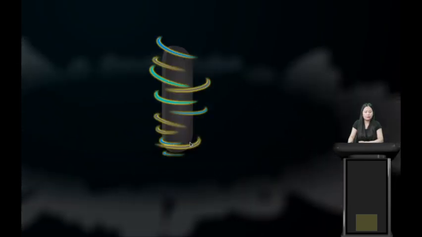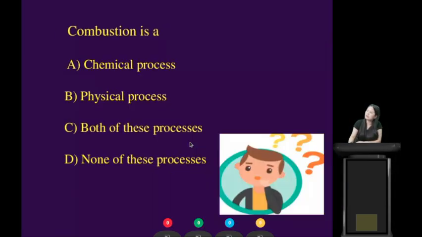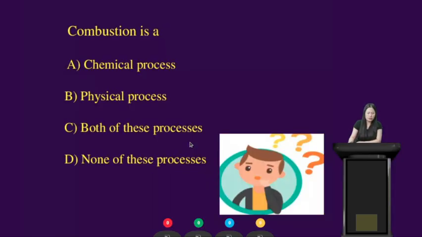Alright, students, we have the first question for today. Please get your rough devices ready. The question is, combustion is a: option A, chemical process; option B, physical process; option C, both of these processes; option D, none of these processes. So we have four options. I'm giving you 15 seconds to respond. Your time starts now.